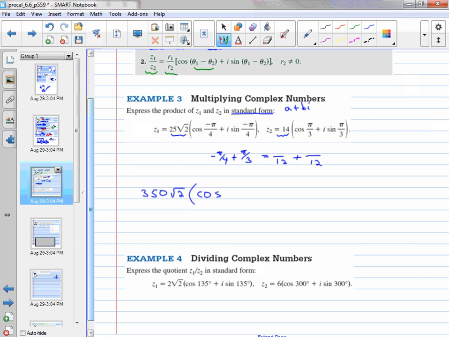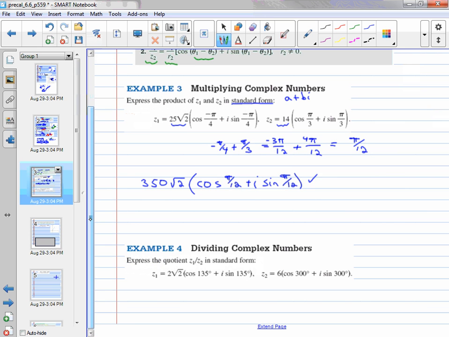So change 4 to 12, we multiplied by 3, negative 3 pi. 3 to 12, we multiplied by 4, 4 pi. So negative 3 plus 4 pi, pi over 12. Cosine pi over 12 plus i sine pi over 12. There it is. There is our product. Oh, we need to convert it, don't we?